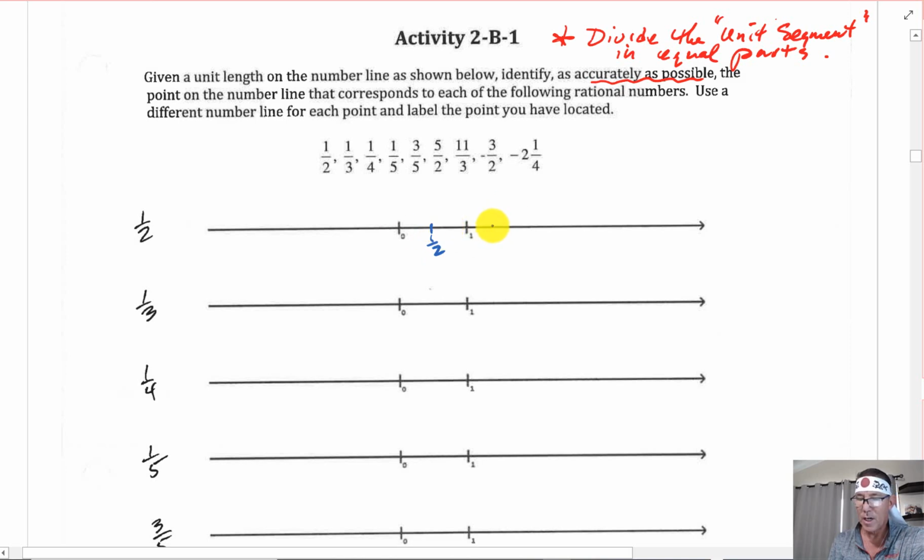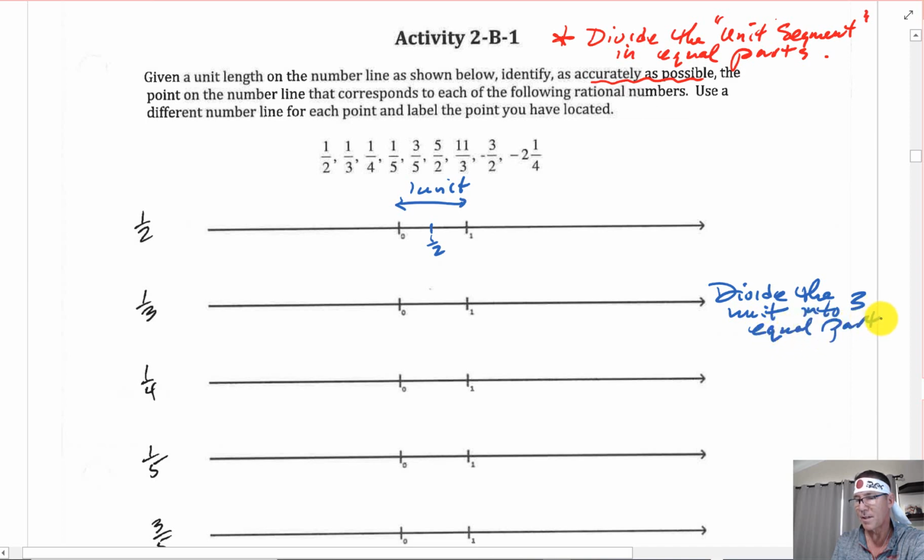So notice that the unit length right here is 1 unit. 1 unit on the number line is divided into 2 equal parts, and you can figure out where 1/2 is. To figure out 1/3 here, you have to divide the segment into 3 equal parts. So divide the unit into 3 equal parts. Equal parts, that's the key.